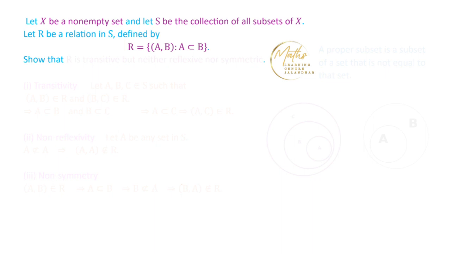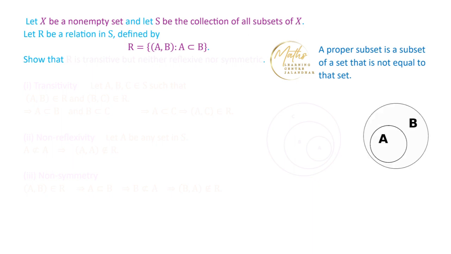We are saying that A and B are related if A is a proper subset of B. So a proper subset means that it is a subset of that set, and the set A is not equal to the set B. So we can look at this situation in this form. We are saying A is a subset of B, but A is not equal to B. Now we have to prove that this relation R is transitive, but it is neither reflexive nor symmetric.